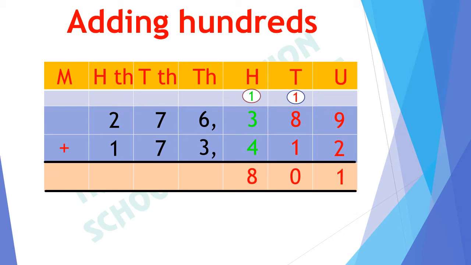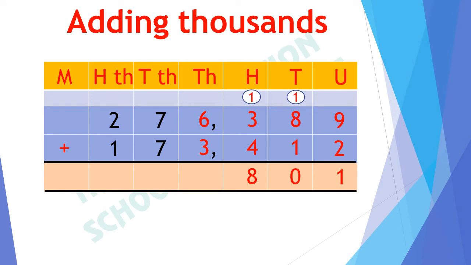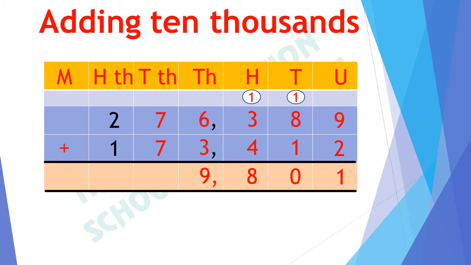Now we will move towards thousands. In thousands column there is 6 and 3. If we add 6 and 3, we get... Yes students, add 6 and 3 and tell me the answer. We get 9. We will write 9 in thousands column. And then we will move towards 10,000s column. In 10,000s column there is 7 and 7. We have to add 7 in 7. If we add 7 in 7, we get 14. We will write 4 here and we will carry forward 1 to 100,000s.